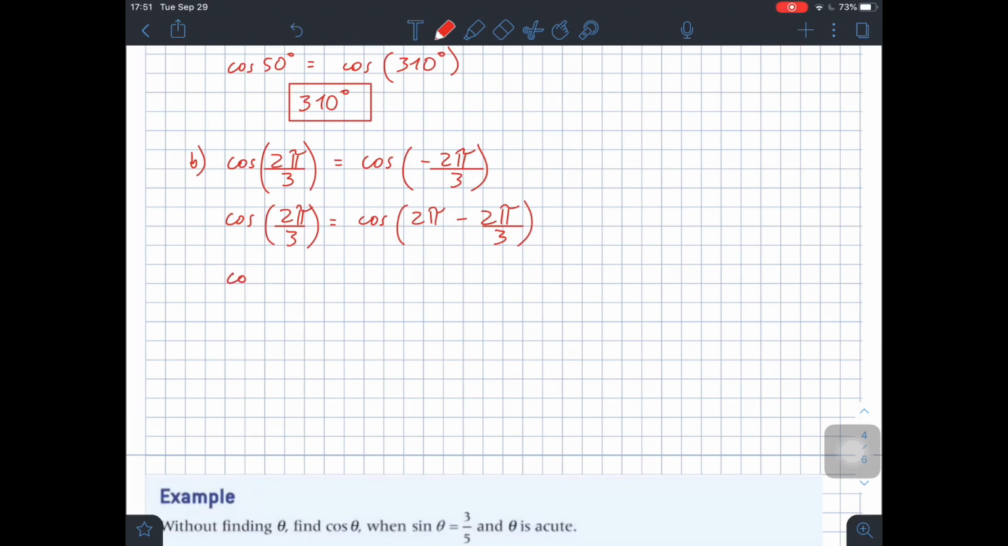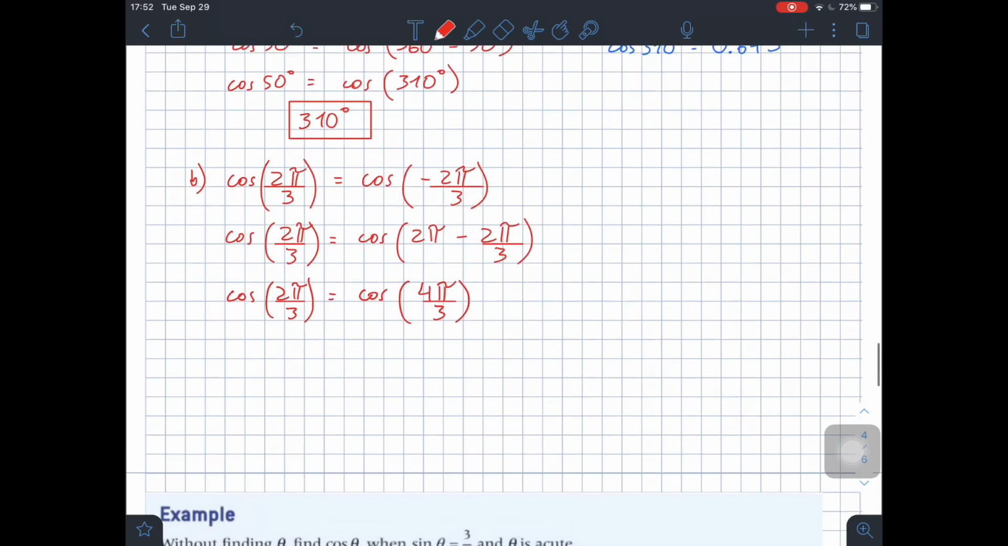So if we solve this, we're going to get that cosine of 2 pi over 3 in the first quadrant is the same as cosine of, and here we need to subtract 2 pi minus 2 pi over 3. You can do that in calculator, 2 minus 2/3. That would give us 4/3. So this is 4 pi over 3, which is in the fourth quadrant. So the equivalent angle in radians would be 4 pi over 3. There you go.